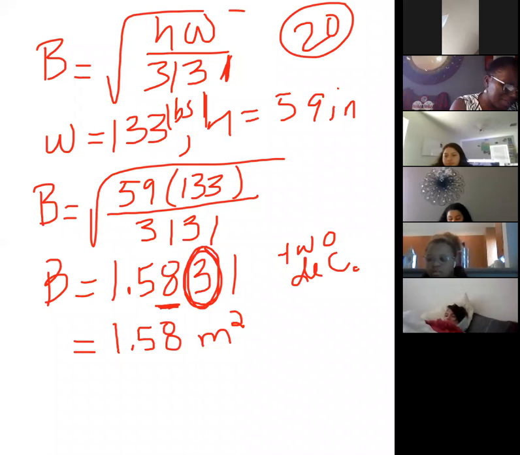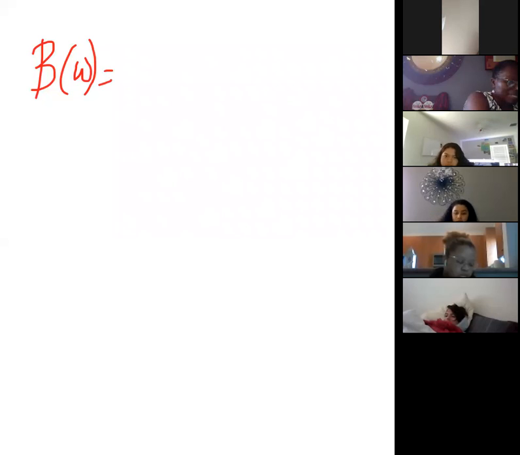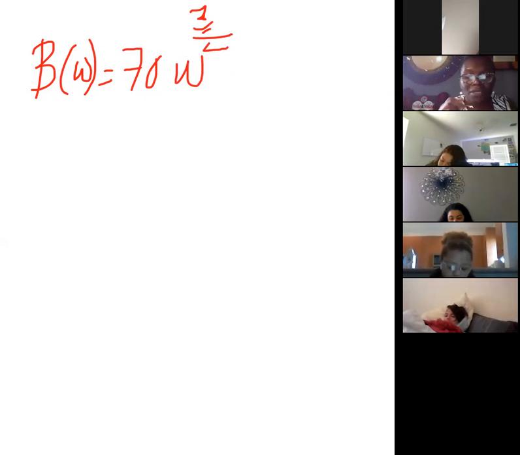All right, so I'm going to move on to number 21. Now, number 21 says this. Basal metabolic rate, BMR, is the number of calories per day a person needs to maintain life. Now, a person's basal metabolic rate, B of W in calories per day, can be estimated with the function B of W is equal to 70 times W to the 3/4 power. Where W is the person's weight in kilograms, you have to estimate the BMR for a person who weighs 70 kilograms. And obviously, that would reflect your W.